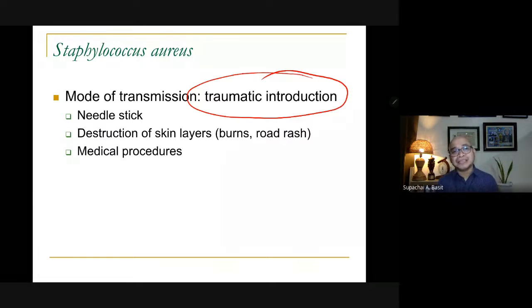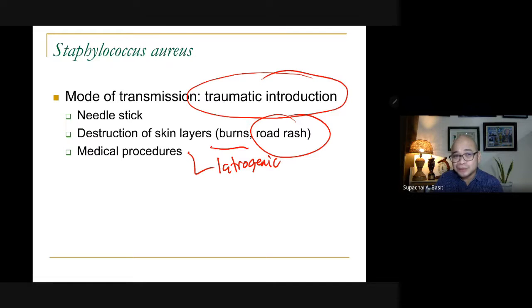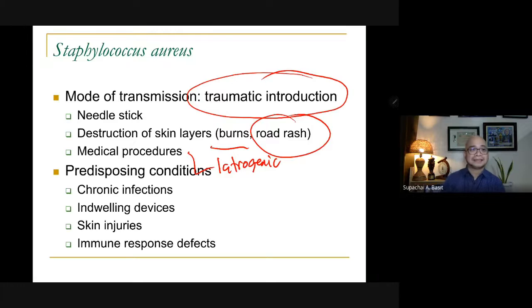So whenever there would be destruction of skin layers, such as in cases of burns, road rash, okay, or as a result of a medical procedure, so usually we call it iatrogenic. Okay, so these particular practices can actually introduce Staphylococcus aureus inside our body. Therefore, there are people who are more predisposed to have Staphylococcus aureus as compared to the rest. So those that have chronic infections, meaning to say Staphylococcus aureus could pose as a secondary bacterial infection on top of the primary infection. So for example, if the patient has COVID-19, Staphylococcus aureus can pose as a secondary bacterial infection.